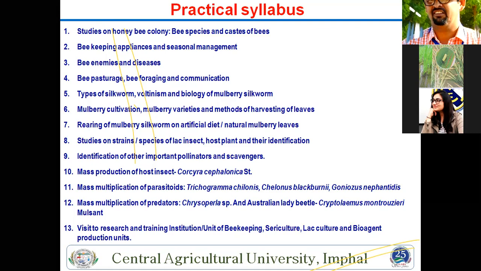We already have a live culture in our college. We are rearing two species of Trichogramma, chilonis and japonicum. Therefore we require the production of Corcyra, the rice moth. That Corcyra rearing is required for the mass production of Trichogramma chilonis and Trichogramma japonicum. Then mass multiplication of parasites: Trichogramma chilonis, Chelonus blackburni, Goniozus nephantidis.